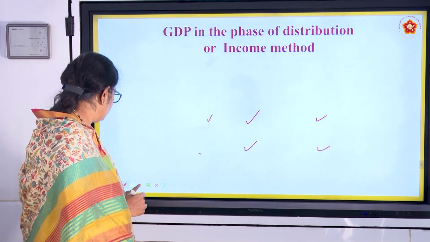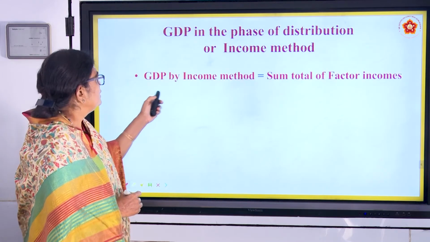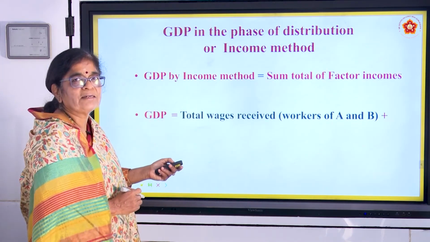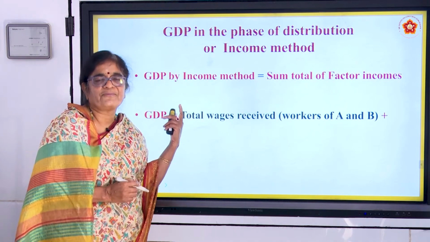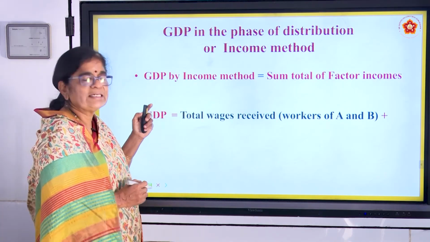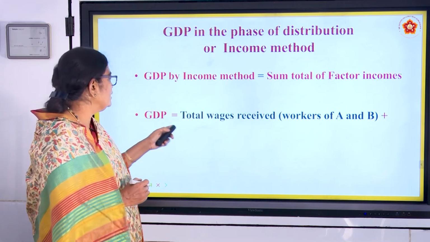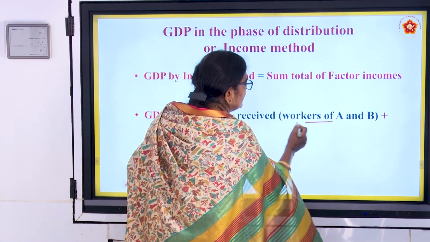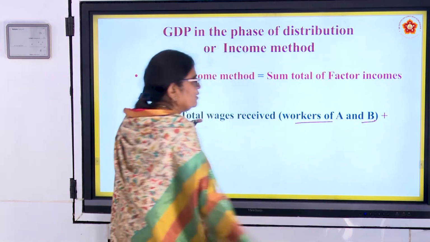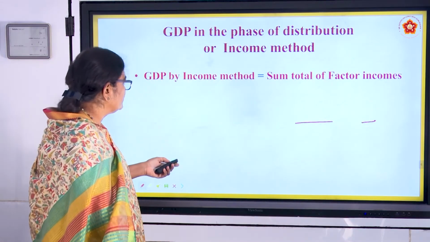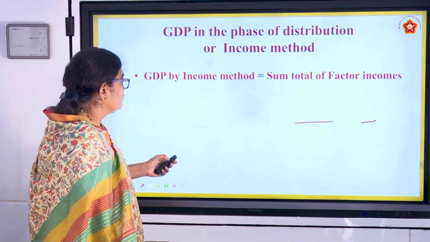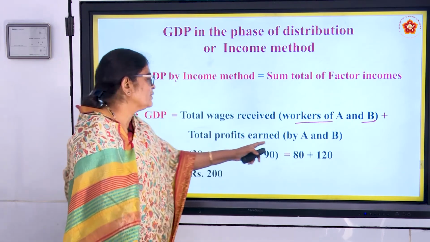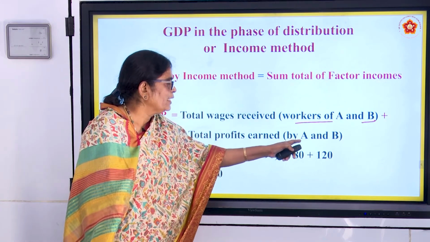Now we will see GDP by the income method, which is nothing but the sum total of factor income. What are the factor incomes? Wages and profit. Only two factor incomes we are considering. GDP is the total wages received by workers of A and B, and the total profit earned by firm A and firm B.